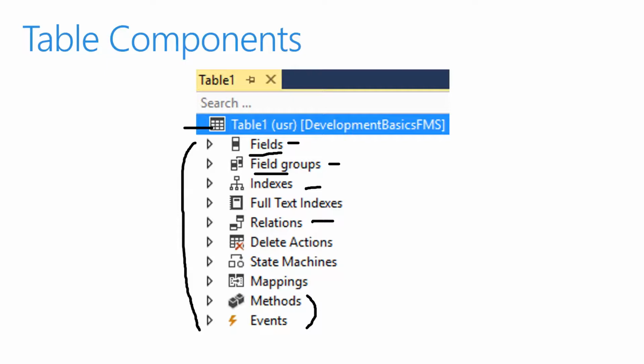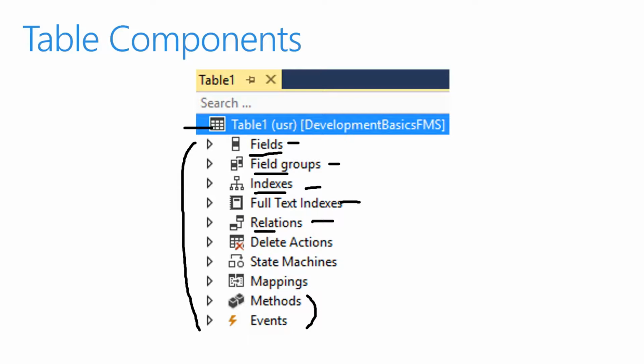We also have indexes below field groups, which is a way to speed up the retrieval of data from a table. For example, if we often select only the customer ID and customer address in queries, we may want to create an index on those two fields to speed up the queries that are selecting those specific fields. We also have full text indexes right below indexes, and these are similar to regular indexes, but they're optimized specifically for substring text search.